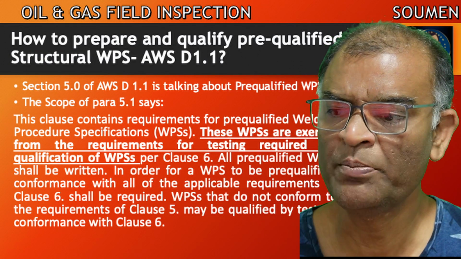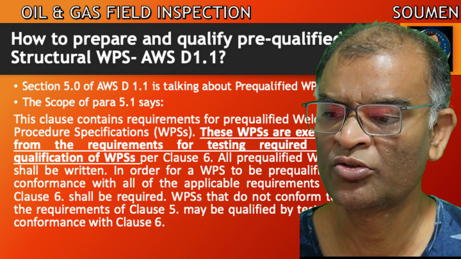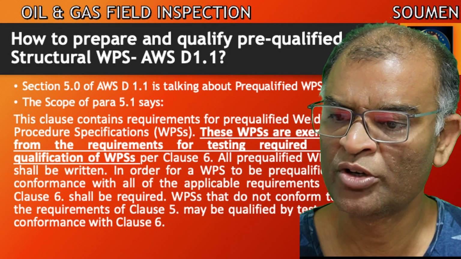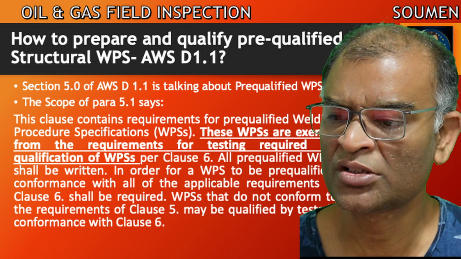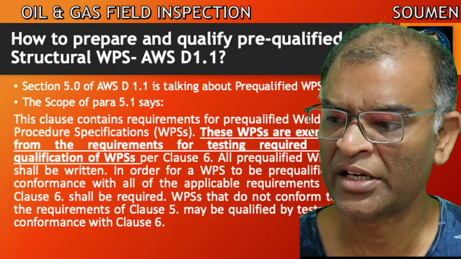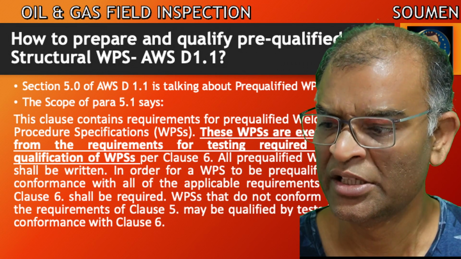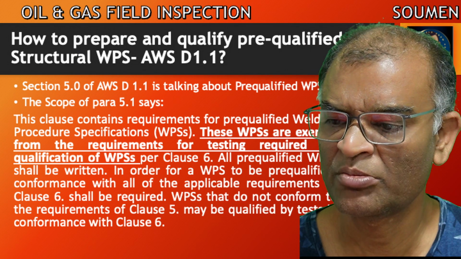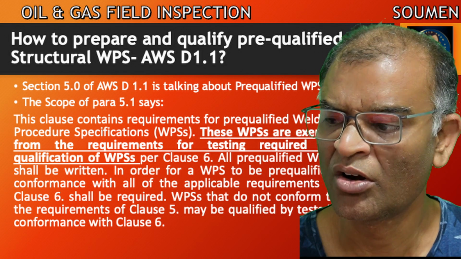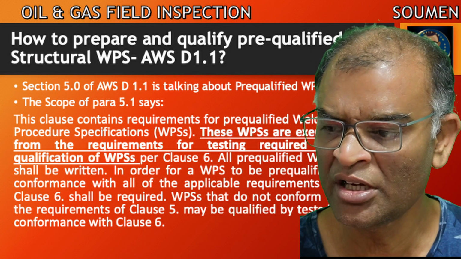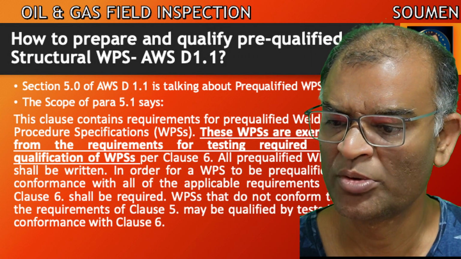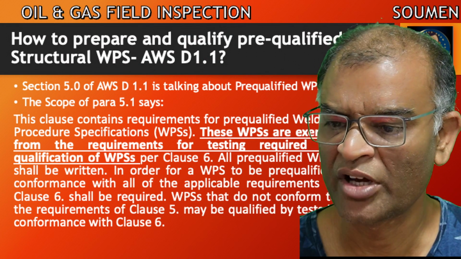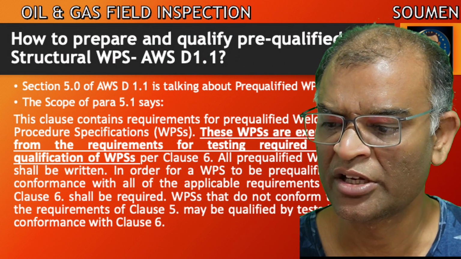Section 5.0 of AWS D1.1 is about the pre-qualified WPS. The scope of para 5.1 says, this clause contains requirements of pre-qualified WPS. These WPS are exempt from the testing required for the qualification of WPS as per clause 6. All pre-qualified WPS shall be written. In order for a WPS to be pre-qualified, conformance with all of the other applicable requirements of clause 6 shall be required.